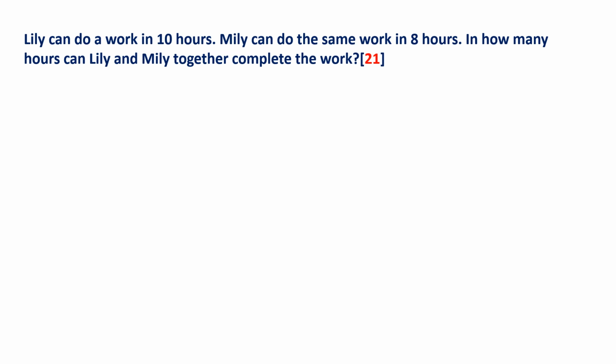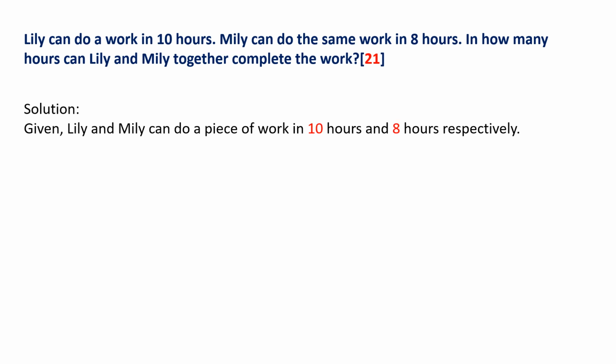We start this lecture with question number 21 from your textbook, exercise 2.3. Lily can do a work in 10 hours and Millie can do the same work in 8 hours. In how many hours can Lily and Millie together complete the work? First let us see the capability of Miss Lily. Lily can do it in 10 hours. That means in 10 hours Lily can complete the whole work. So in 1 hour Lily can complete 1 by 10th part of the whole work, as the general rule suggests.